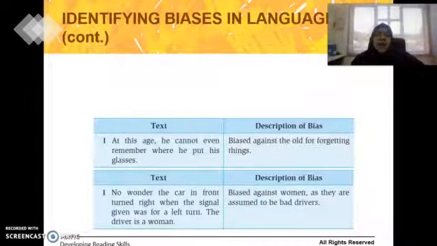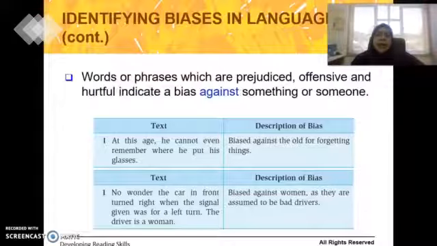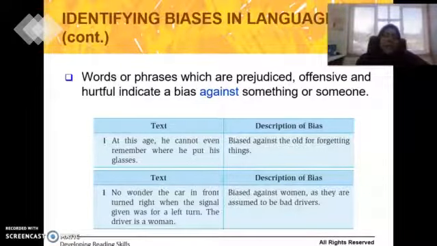Look at the example. Words or phrases which are prejudice, offensive, and hurtful indicate a bias against something or someone. For example, at this age, he cannot even remember where he put his glasses. Can you predict the bias? This is biased language use. Bias against the old for forgetting things.